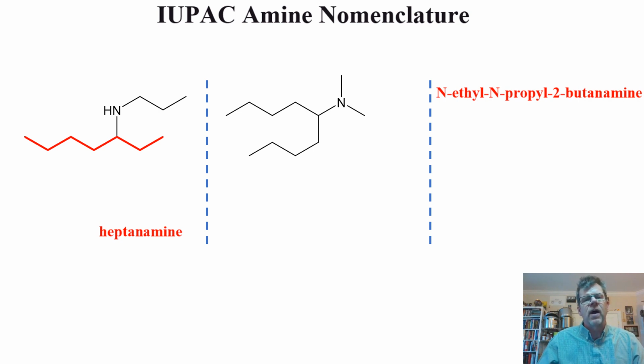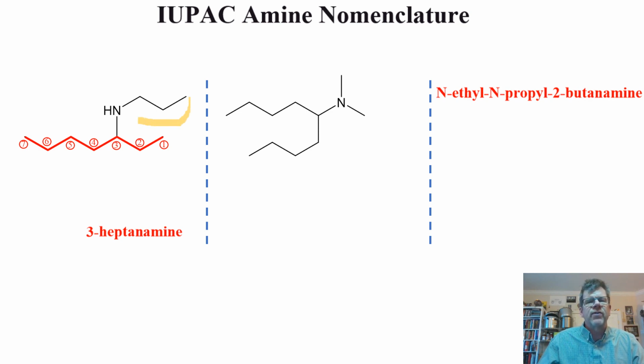Now we number this parent structure from the side which brings the amino group at the lowest numerical designation. I hope you can see that that amino group is squished over to the right on that parent structure somewhat. So we would start numbering from the right to bring in that amino group covalently attached to the 3 carbon. And thus, we will prefix that heptanamine with the number 3. 3-heptanamine.